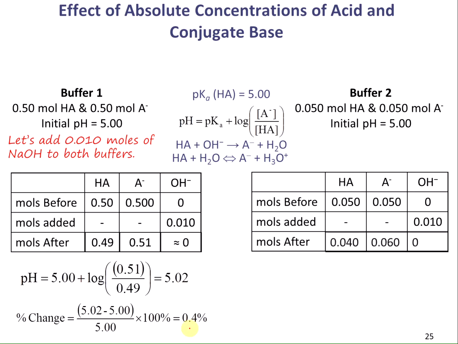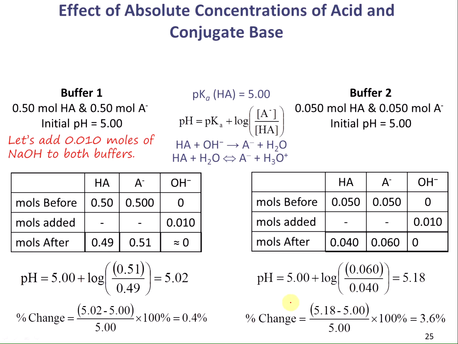Now in buffer system 2, when I add the sodium hydroxide, again I neutralize part of the weak acid. That 0.01 moles of HA that's consumed gets converted to A minus, and this is why the A minus concentration increases to 0.06. And the pH that I calculated using the Henderson-Hasselbalch equation is 5.18. When I calculate the percent change in this buffer system, it is 3.6%.